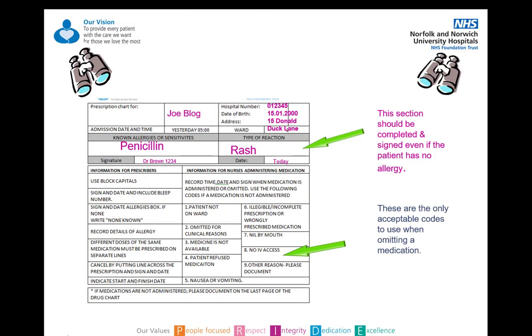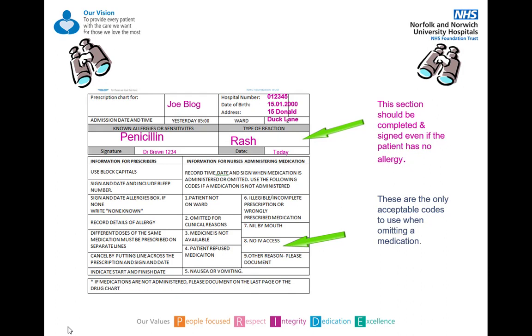So let's look at it in a bit more detail. So, patient not on ward. It is kind of as it suggests. So this code should only ever be used if you're unable to give the medication because the patient isn't on the ward. So for your implementation station, you should not be using this code really for the purpose of OSCE. However, you should verbalise what you would do when your patient returns and make every effort to administer the medication on their return, providing it doesn't interfere with the administration of future medications.